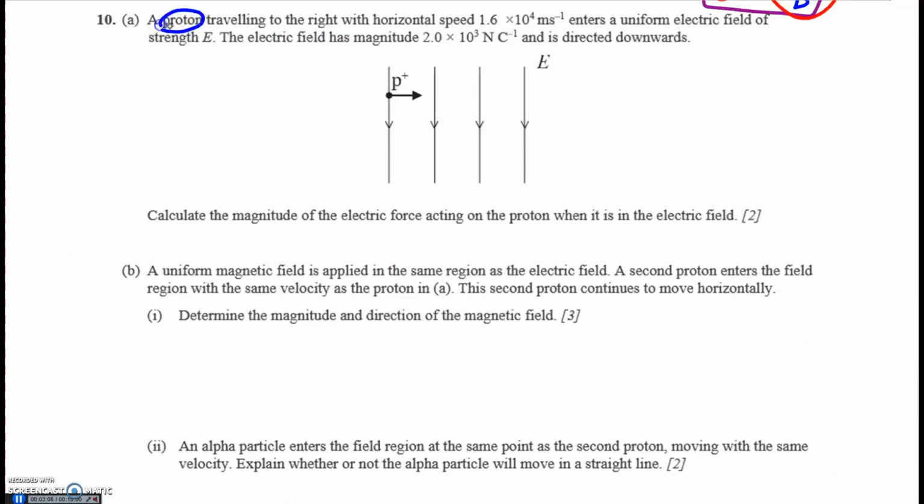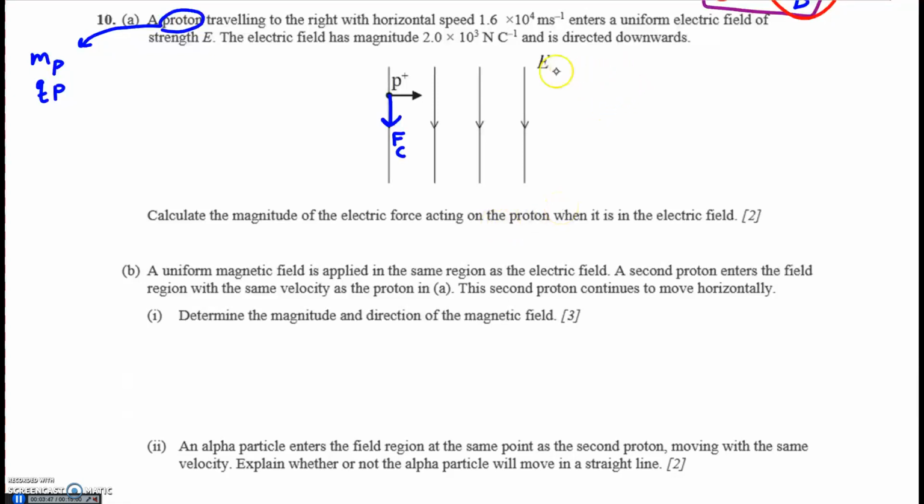We have a proton. Let me circle that. The data booklet tells me its mass and its charge, traveling to the right with a horizontal speed of this, and it enters a uniform field of strength E. So before I do anything else, these field lines tell me where a small positive test charge is pulled. This is a positive charge, so it will be pulled with the field line. There's the electric force, or I could call it the Coulomb force if I wanted. We've used that as well. The strength of the field is 2 times 10 to the third, directed downwards. Calculate the magnitude of the electric force on the proton.